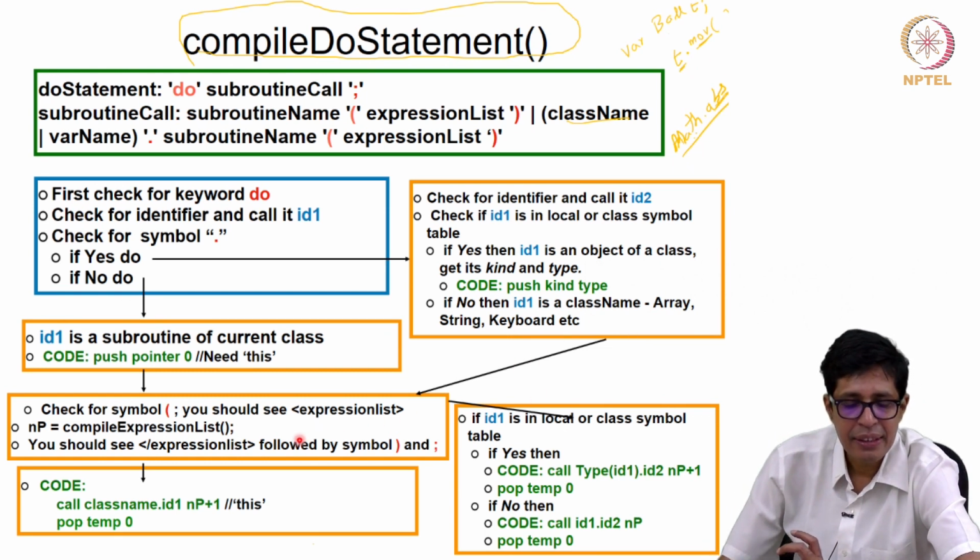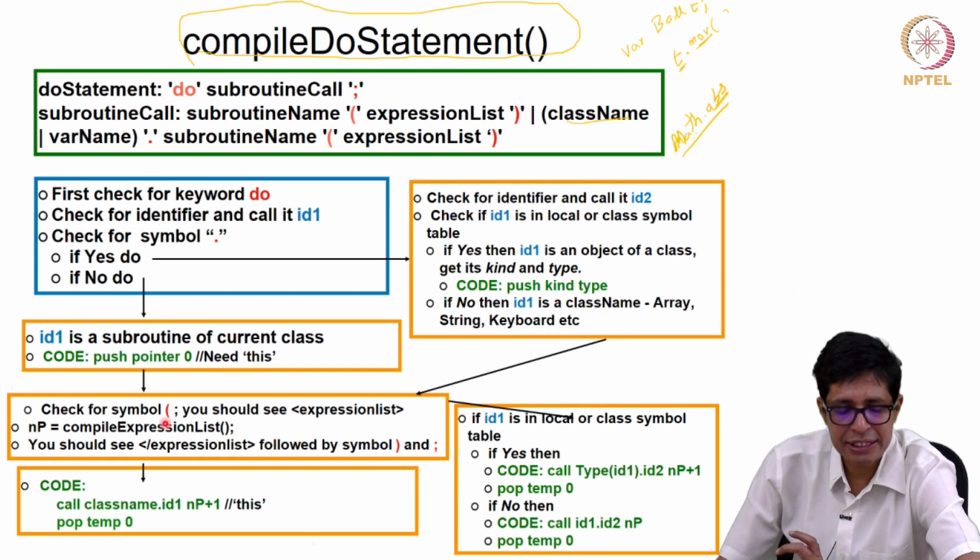Then you come here and you should see the symbol left parenthesis, then expression list. You call compile expression list and it will return an integer, which will be the number of expressions in that expression list. You should see slash expression list after that, then the closing symbol and then the semicolon. This is the last bit of this, and then you come back.